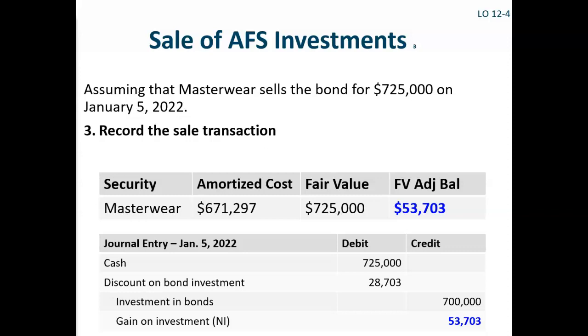That requires an investor to remove the amounts that are included in other comprehensive income and to recognize them in net income at the time of sale. In United's case, the second and third entries essentially reclassify a $53,703 gain from other comprehensive income to net income and thus to retained earnings. That's why the process is called reclassification.